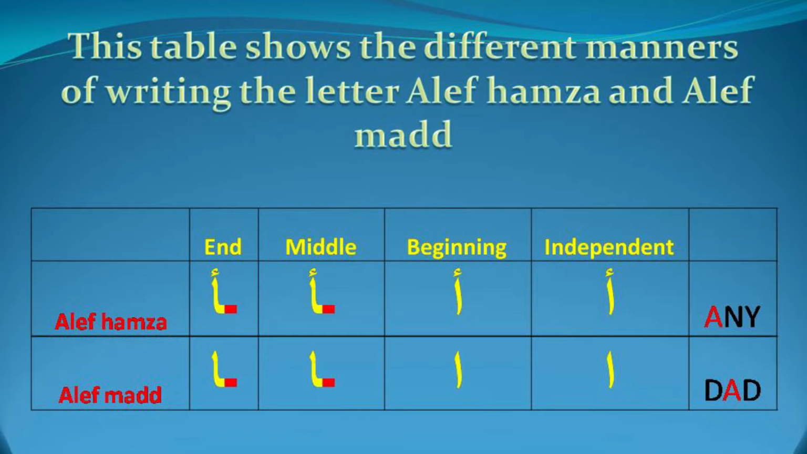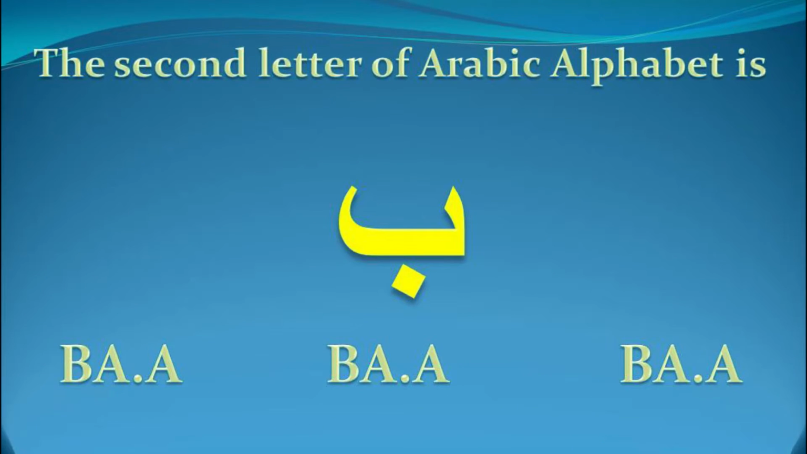These are the shapes of alif in the different positions in the word. The second letter in the Arabic alphabet is ba, ba, ba. Repeat please. Ba, ba, ba.